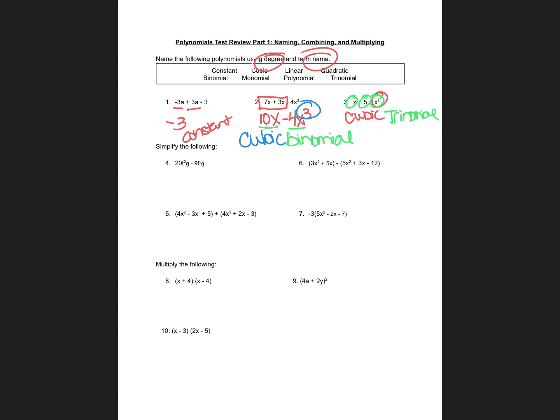Okay. So let's look at number 4. Number 4, we are just simplifying. So here we are either going to be adding or subtracting our polynomials. Remember, before we can add or subtract polynomials, they must have like terms. So here I have an f squared g, f squared g. They are like terms. So what is 20 minus 9? Well, that gives me 11. And then I just tack on my label, f squared g.